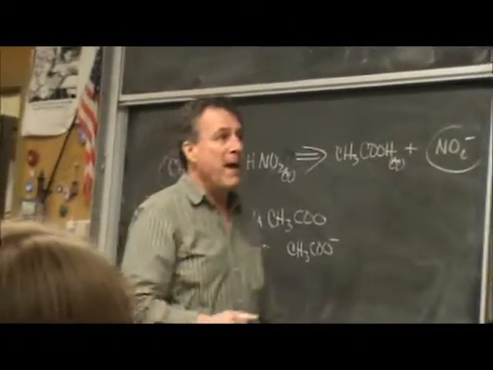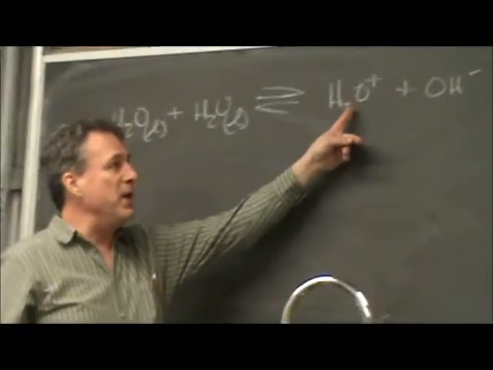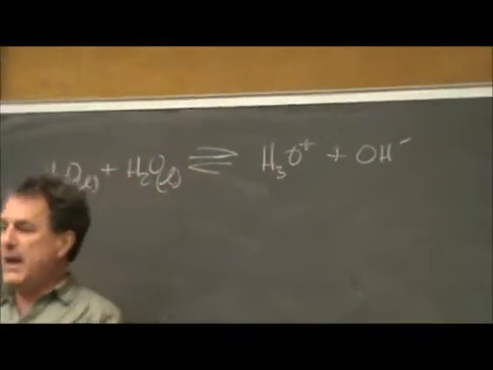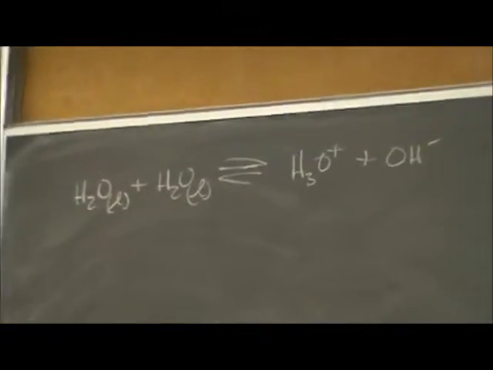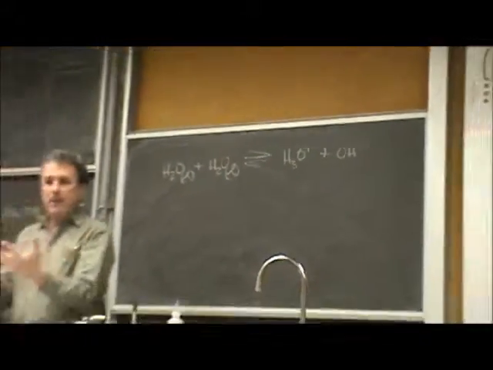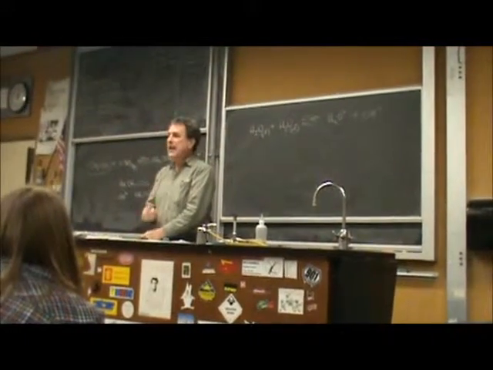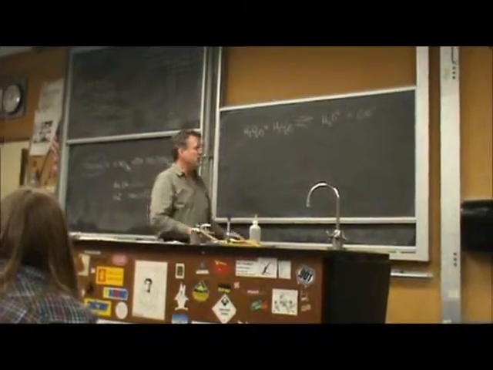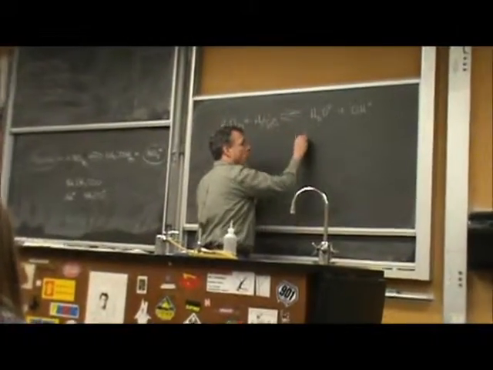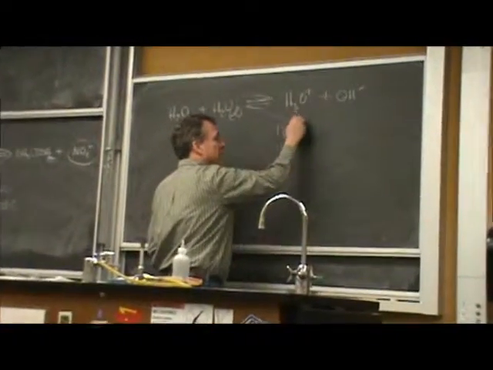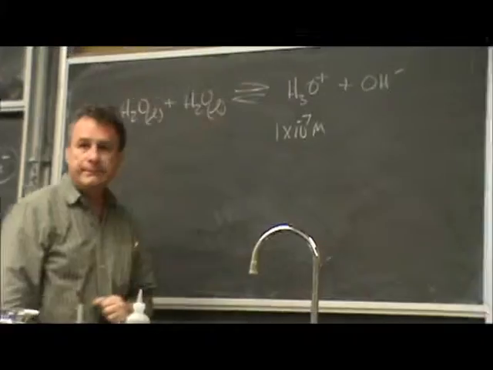So water automatically contains some hydronium ion and some hydroxide ion, because water molecules can act as both an acid and a base, and when they bump into one another, sometimes hydrogen ions get transferred. Now, it doesn't happen very often. The concentration of hydronium ion in pure water is 1 times 10 to the negative 7 moles per liter.